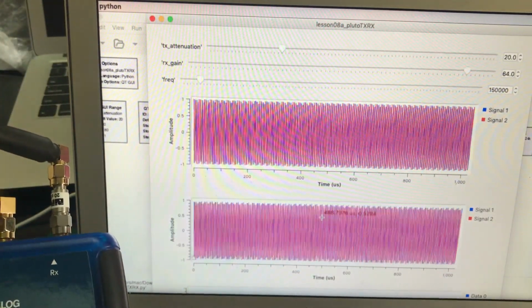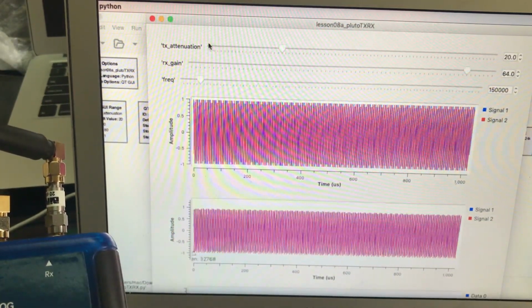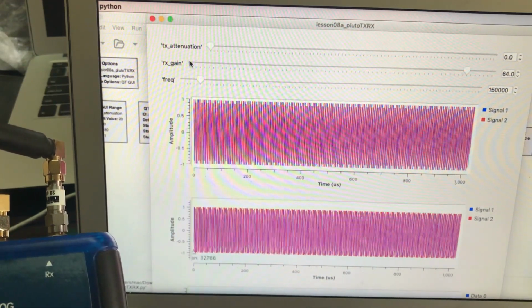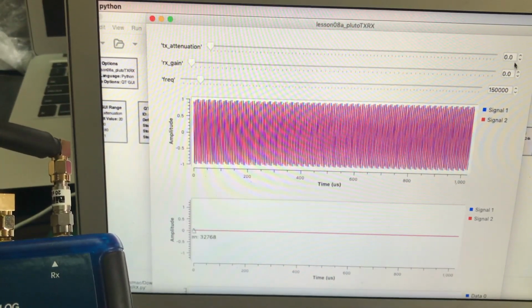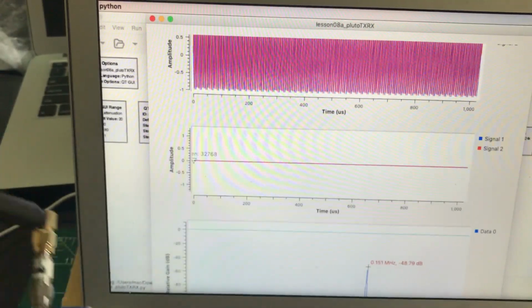Now, this was my receive signal. What I'm going to do is bring my TX attenuation down to 0 and RX gain down to 0. Both of these values are 0. Let's look at our spectrum, the spectrum that I'm seeing right now.